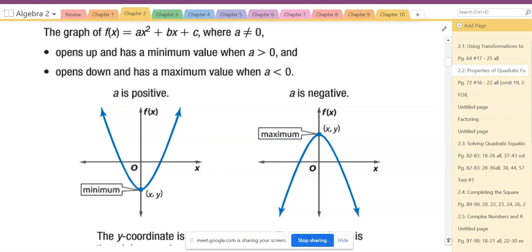If your graph opens up, that means that first a term, the x squared term, is positive, then you're going to have a minimum, because you're going to have a low point. And if that term is negative, like your x squared is negative, it opens down, then you're going to have a maximum point. Okay?